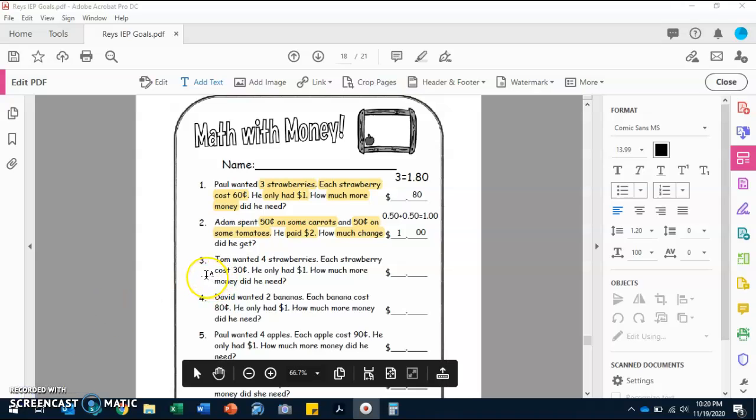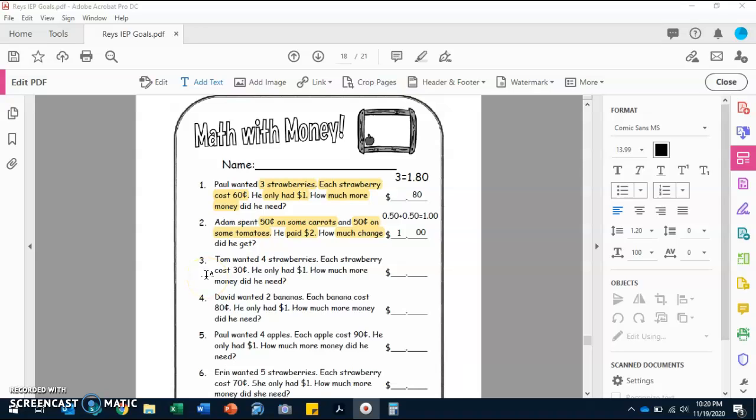Awesome job, Ray. Now you will work on the rest on your own. If you have any questions, feel free to let me know. And take a picture once you are done.